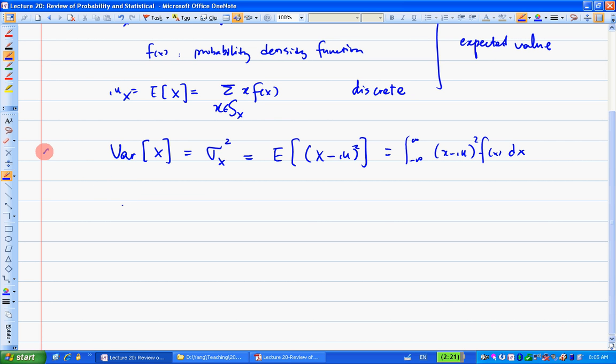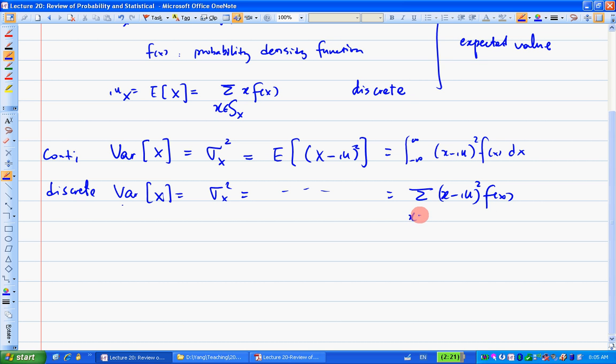If it's discrete, then the variance of X is sigma X squared, the same thing: the total sum of x minus mu squared f of x. And x belongs to a certain set, the set of all the outcomes. So that's the variance for a single variable here.